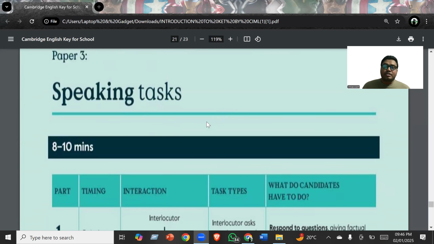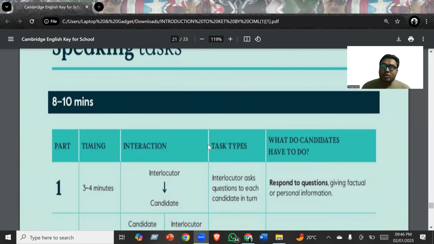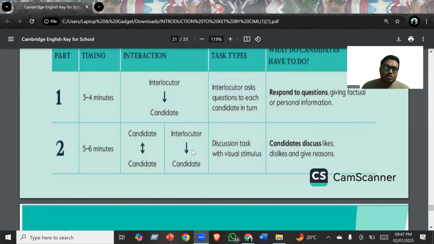And now coming to the last part, and that is speaking. In your speaking test, you will get 8 to 10 minutes, and it will be divided into 2 parts. Part 1 will be about 3 to 4 minutes, and part 2 will be about 5 to 6 minutes.